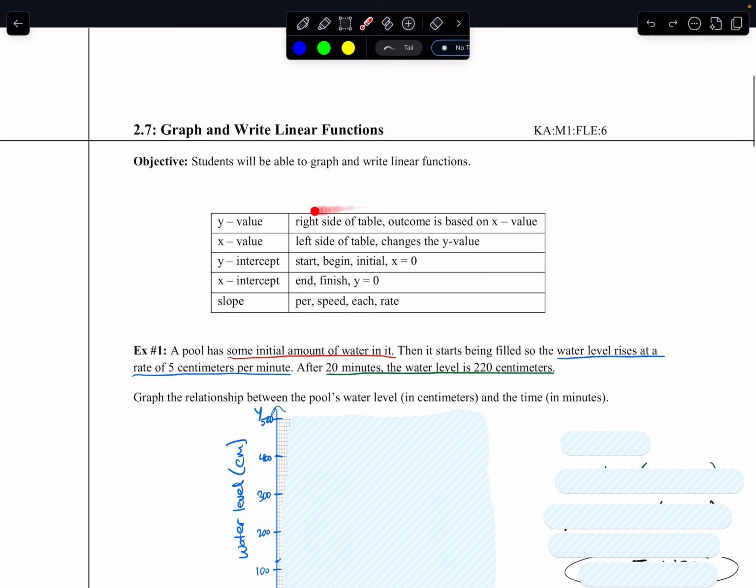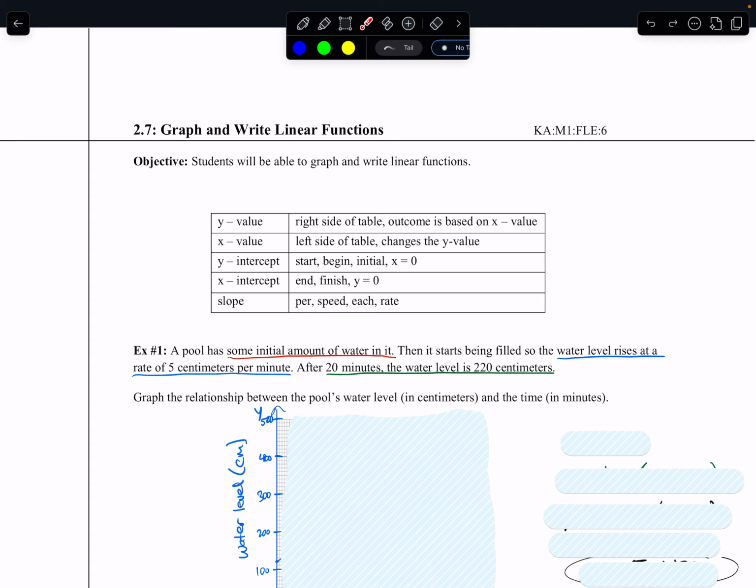We have the same table from our last lesson in 2.6. So remember that the y value is the right side of the table, x value is the left side of the table. Our y-intercept in linear function word problems have to do with the start, the initial value, things like that. And our x-intercept would be where it ends or finishes. Our slope is usually mentioned in the word problem when they're talking about a rate or a rate of change. They might say per, speed, or each.